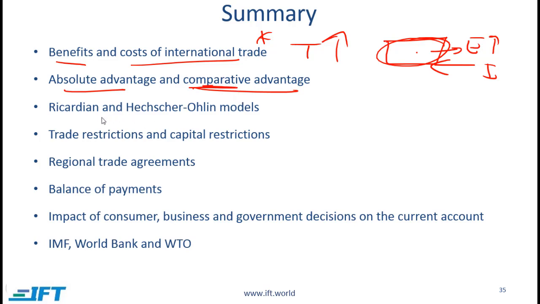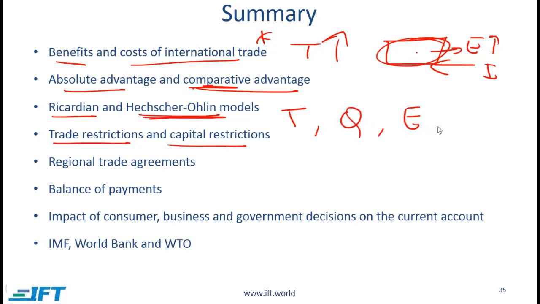You need to learn the points that I have made related to the Ricardian and Heckscher-Ohlin models. With the Ricardian model, we assume that labor is the only variable factor of production, whereas over here, we assume that both labor and capital are variable. We then talked about trade restrictions and capital restrictions. With trade restrictions, we talked about tariffs, quotas, export subsidies, and voluntary export restrictions.